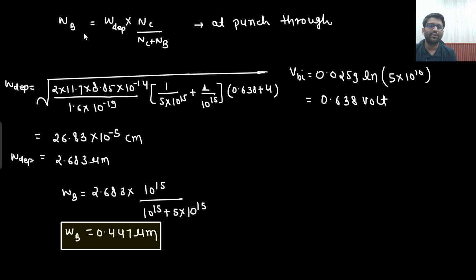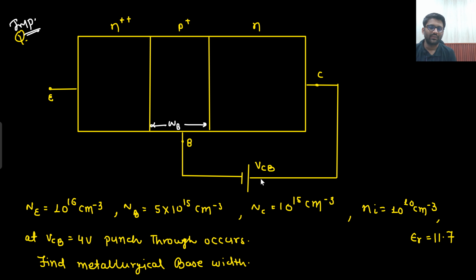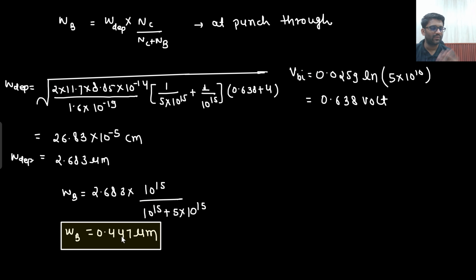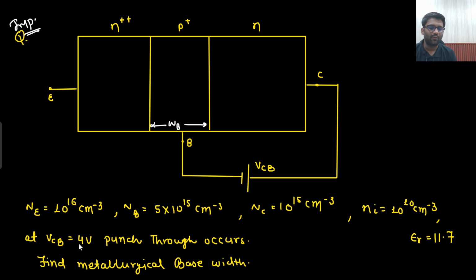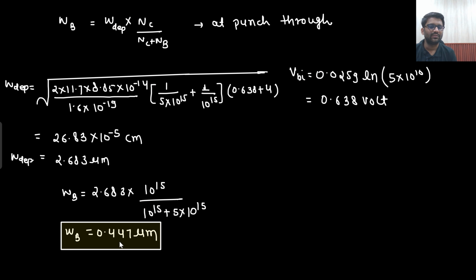Out of this, how much portion will be in the base side? So in the base side only this much portion would be there, rest of the portion would be there in the collector side. So they are saying that at 4 volt punch through is occurring. That means at 4 volt complete base is being depleted of charge carriers. So base width would have been 0.447 micrometer. Okay, that's it. So more known idealities are there. Next we need to see breakdown. Along with that, 2 or 3 more known idealities are there.